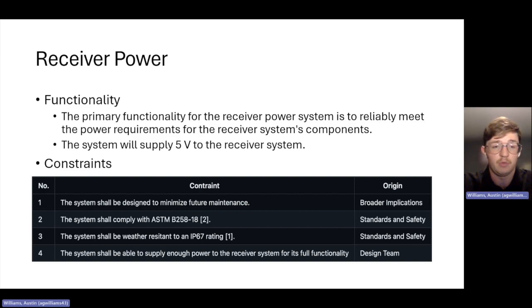And then for the next one, we will be weather resistant with an IP67 rating. We're going to be using a NEMA box for that, and that's just going to cover rain, snow, dust, wind, and UV. That also has an environmental impact. If there's any sort of damage to the battery in the module that we'll be using, that will keep it contained as well and not get that corrosive material where it shouldn't be. And then number 4 is pretty obvious. The system shall be able to supply enough power to the receiver system. Obviously, you want full functionality and you need power for that.